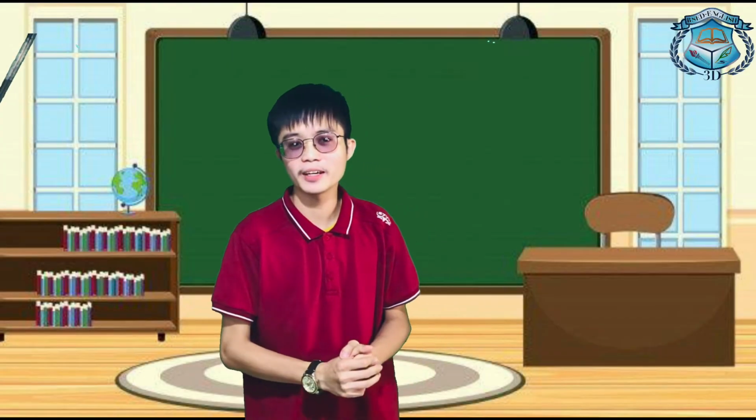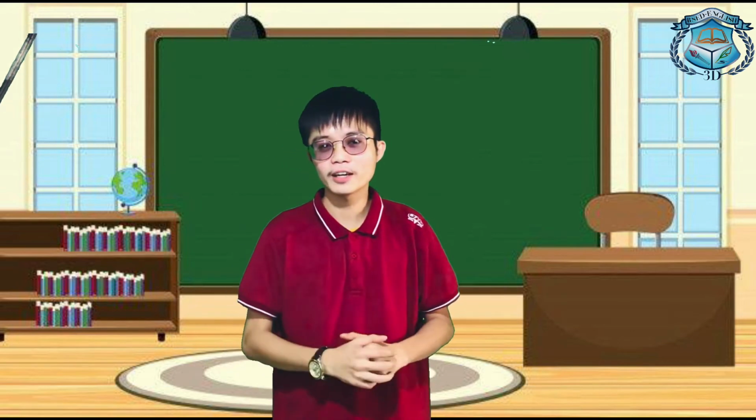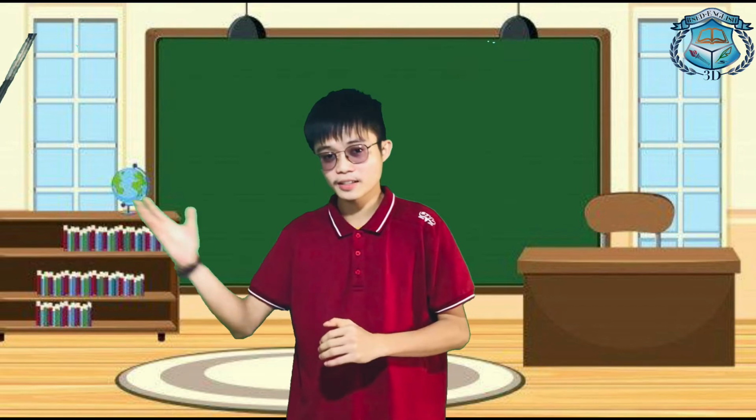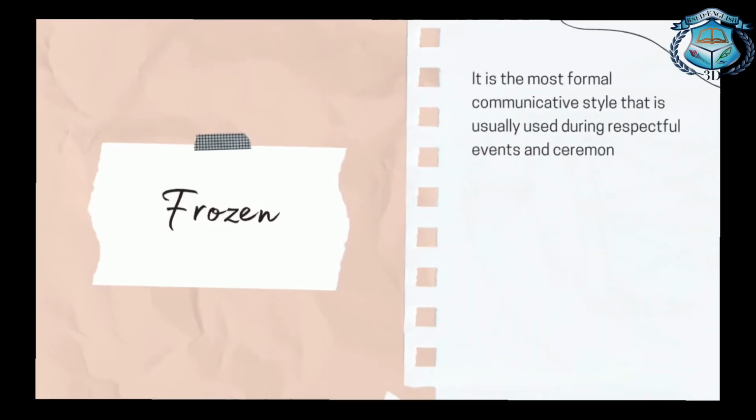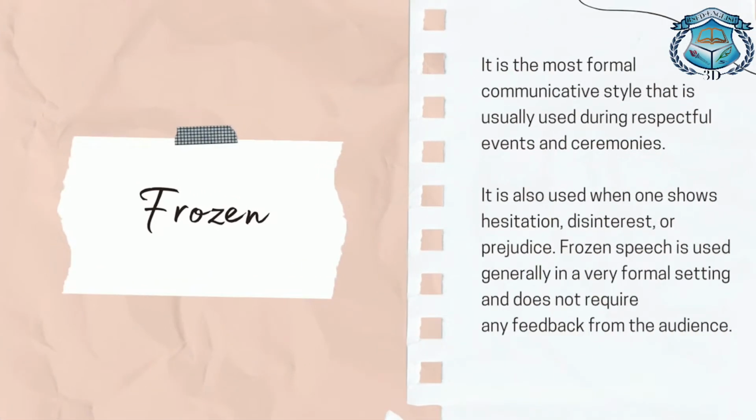Students, I hope you're still with me as we continue to talk about the different kinds of speech styles. The first one is frozen. It is the most formal communicative style that is used during respectful events and ceremonies. It is also used when one shows hesitations, disinterest, or prejudice. Frozen speech is used generally in a very formal setting and does not require any feedback from the audience. It is the most formal communicative style for respectful situations.